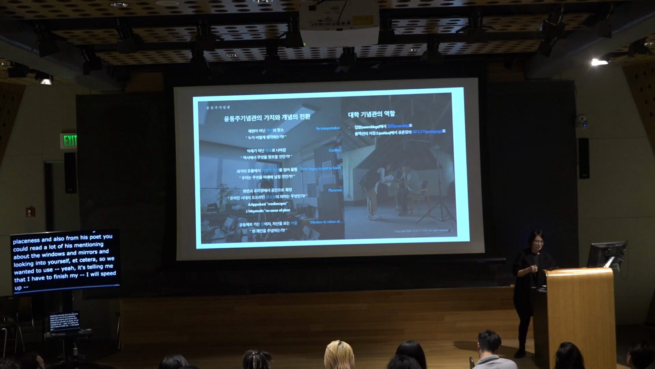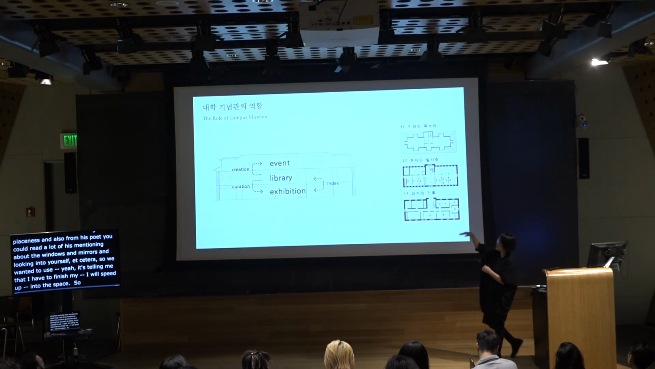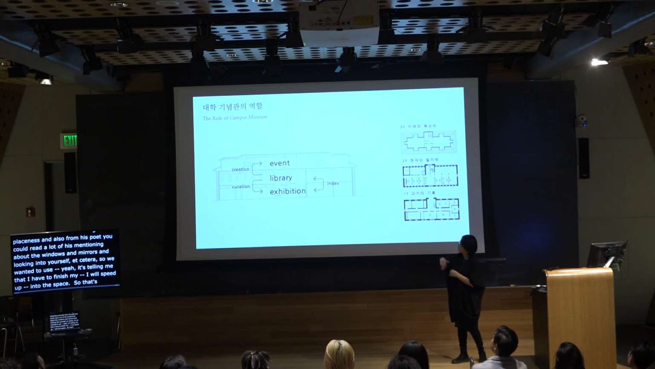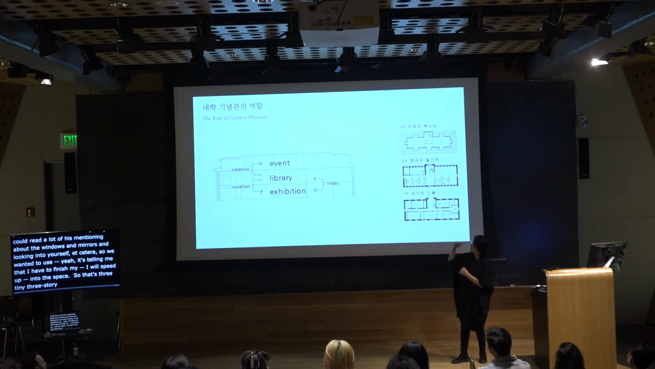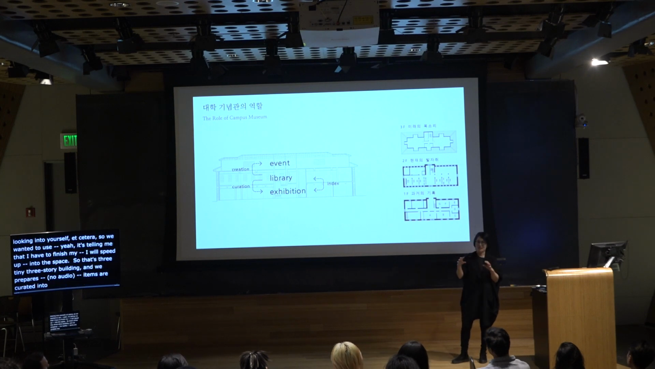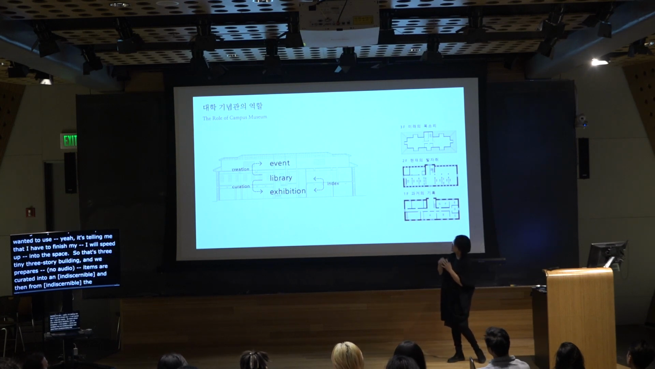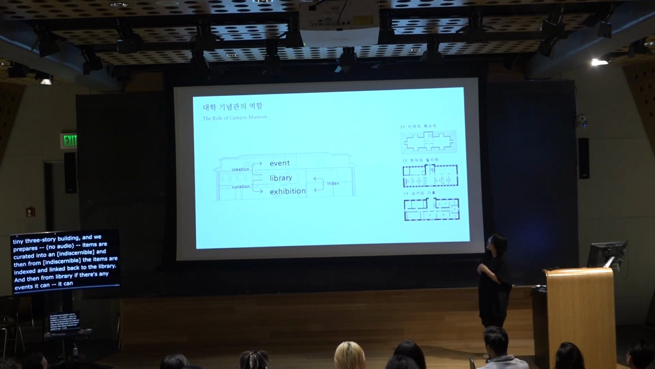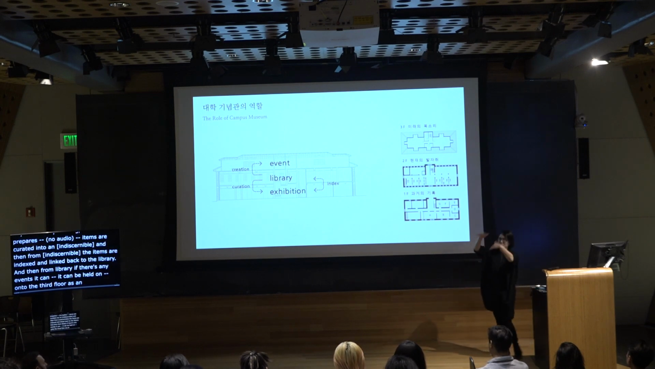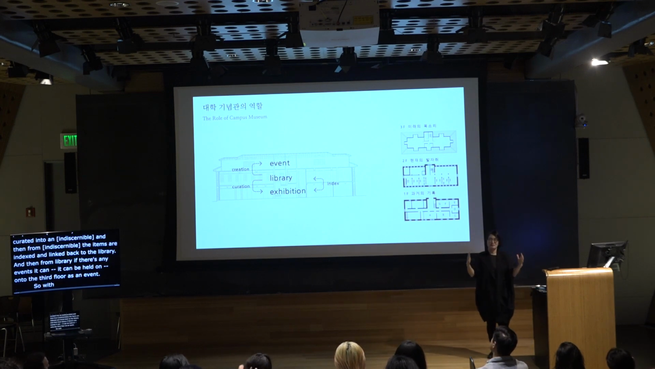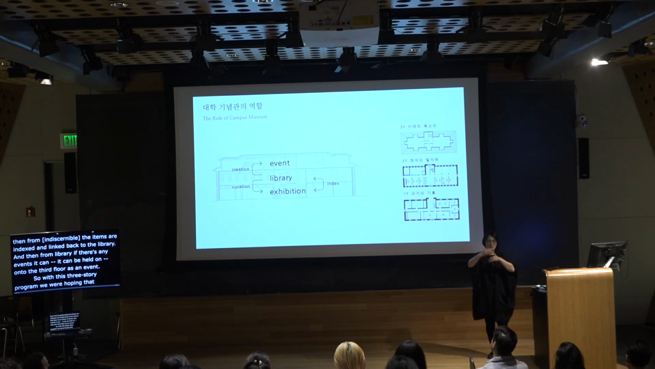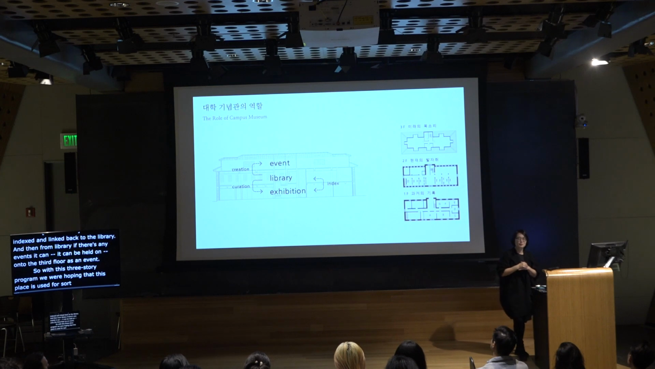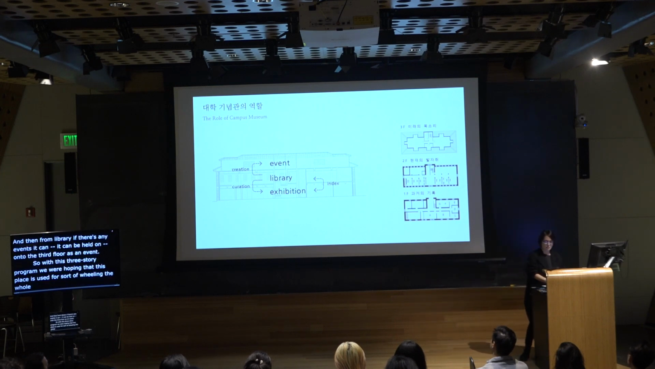Into the space. So it's a tiny three-story building, and we propose an exhibition on the ground floor and a library. From the library, items are curated into an exhibition, and then from the exhibition the items are indexed and linked back to the library. And from the library, if there are any events, they can be held on the third floor. So with this three-story program, we were hoping that this place is used for wheeling the whole of Korean modern literacy and something about Yundongju.